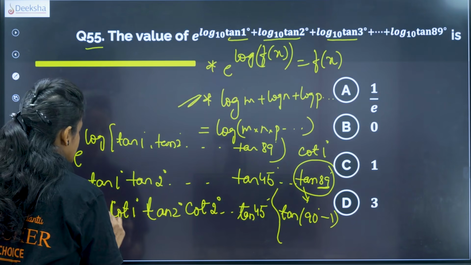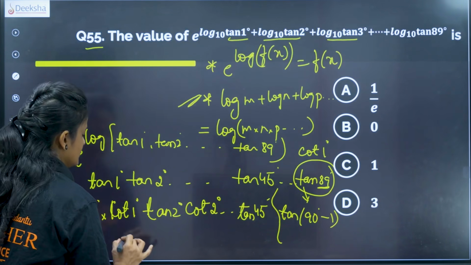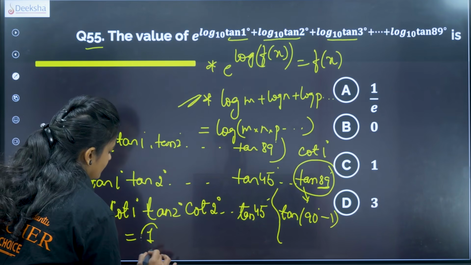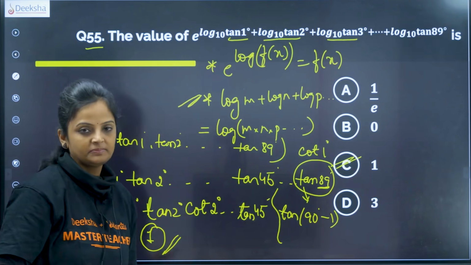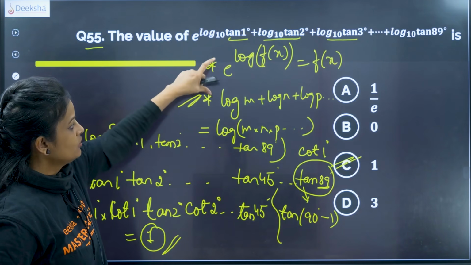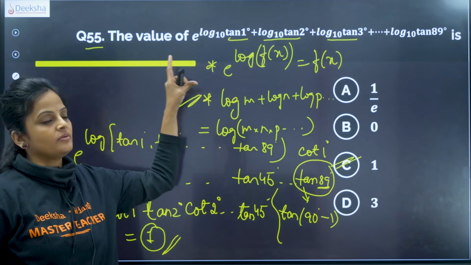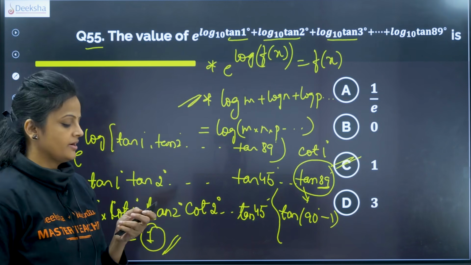So all these are reciprocal relations. All these will give you 1 only, and the final answer for this is what? Option C, 1. Simple. When you know these two properties, you can apply them easily.